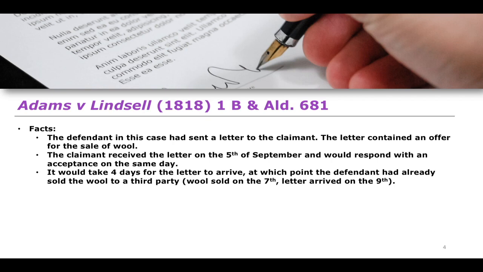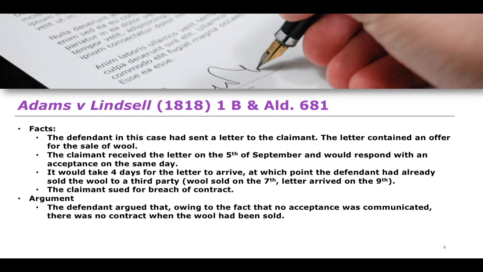So we have a bit of an issue here. The claimant was, as you can imagine, quite annoyed that they had sold the wool that he had accepted on the 5th of September owing to the postal rule, which we'll get to in a second, and so sued for breach of contract. The defendant argued that owing to the fact that no acceptance was communicated, there was no contract, and so when the wool was sold on the 7th, there was no contract, because he only received communication of acceptance on the 9th, which was a few days later.